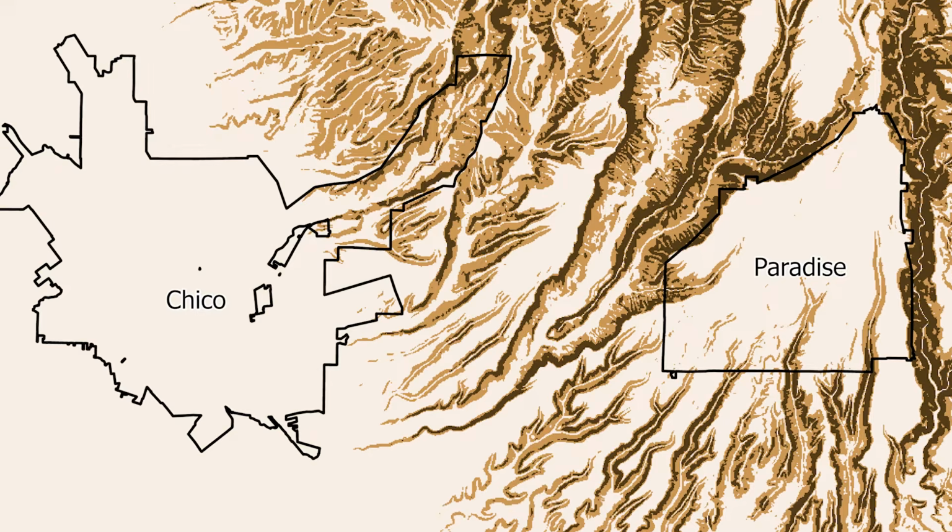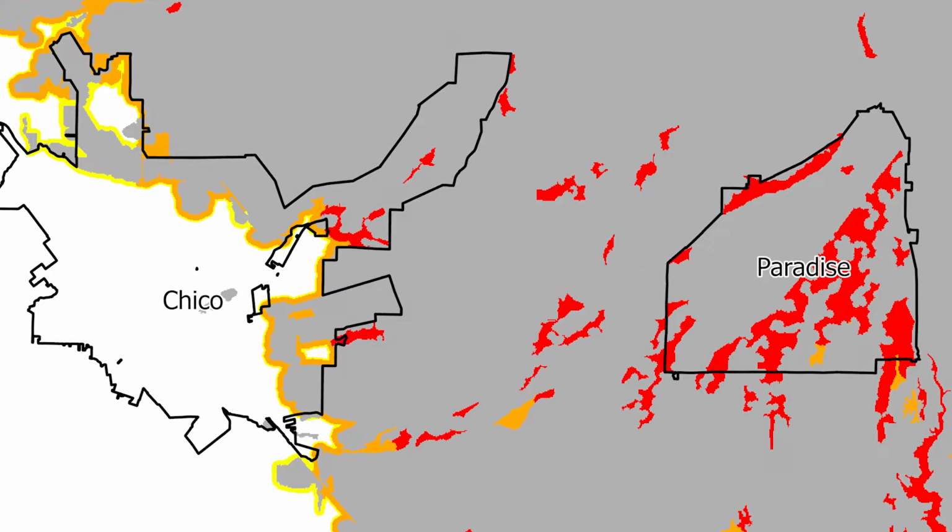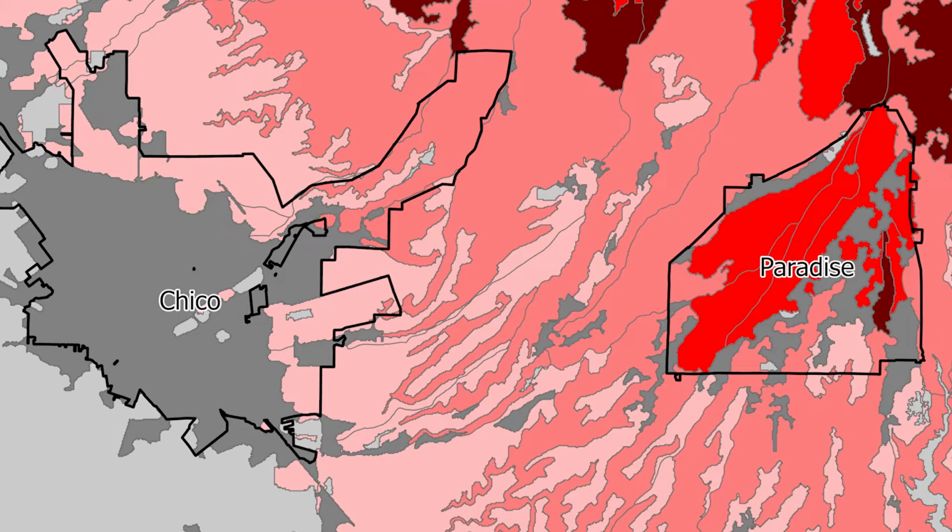To explain the methods used in building fire hazard severity zones, we will show the sequence of steps and some key data inputs, zooming in on the north-central part of Butte County near the cities of Chico and Paradise as an example. The same steps were used statewide.